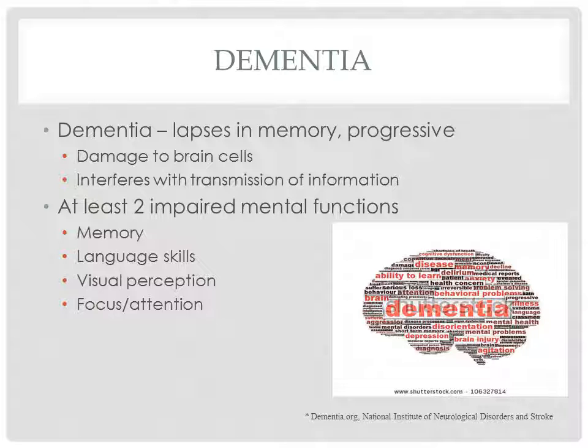The NIH reports that a patient must have at least 2 impaired mental functions. These functions include memory, language skills, visual perception, and the ability to focus and pay attention. These also include cognitive skills, such as the ability to reason and solve problems. The loss of brain function is severe enough that the person cannot do normal everyday tasks.